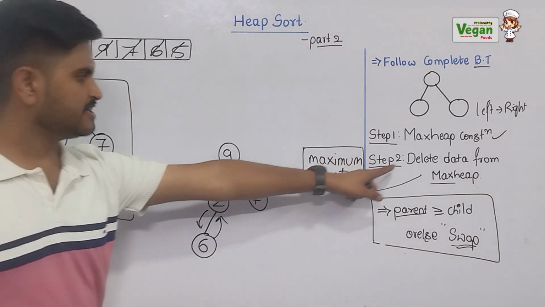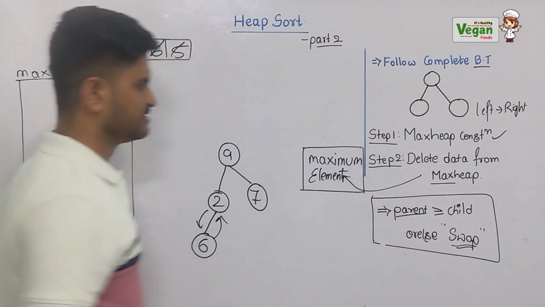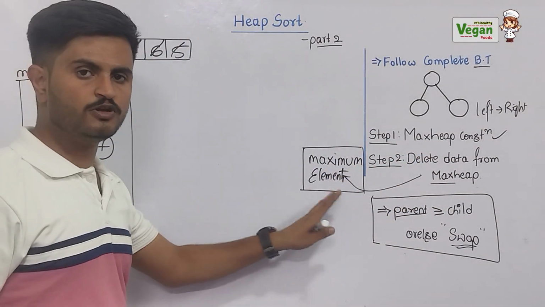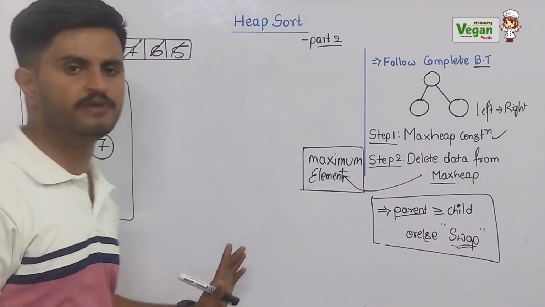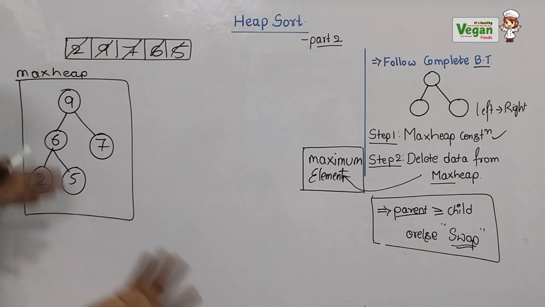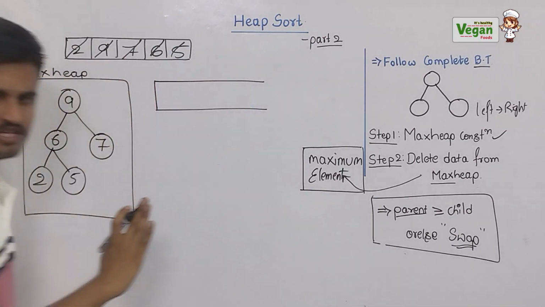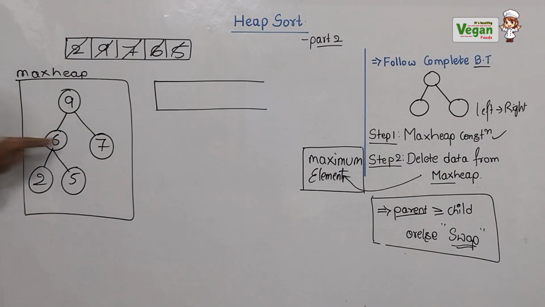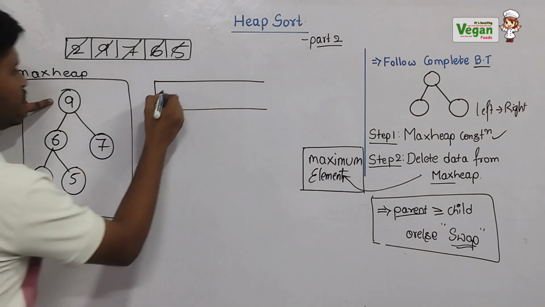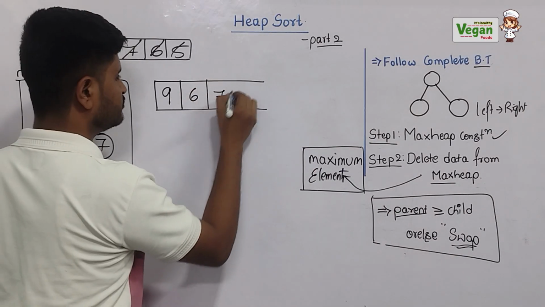Now let's start step number 2. What is step number 2? Delete the data from the max heap. So while deleting, what we will be deleting? We will be deleting the maximum element. Here if you see, the maximum element is 9. That is, the top of the heap will be having the maximum element. So let's write them in the queue. We will write them in the queue, level by level, left to right. Level 0, only one element is there, 9. Level 1, from left to right you must write 6. Next it will be 7.